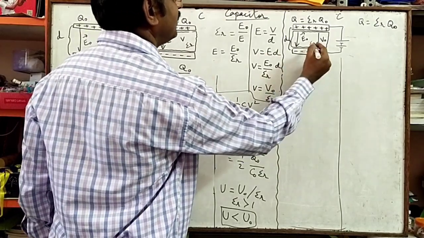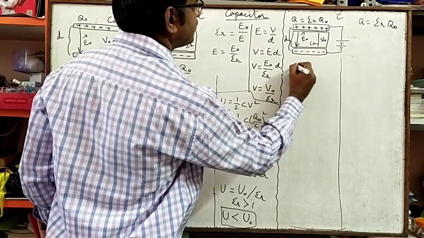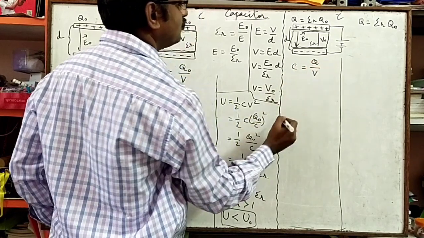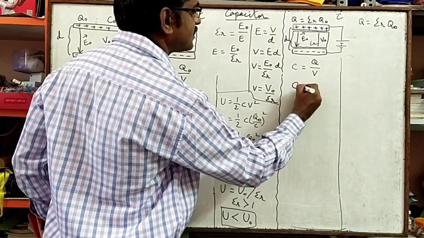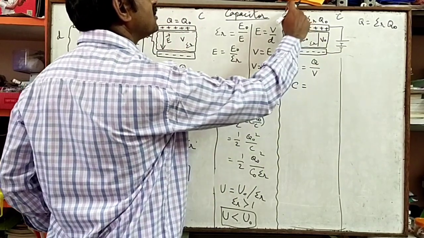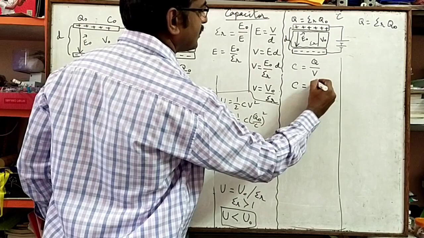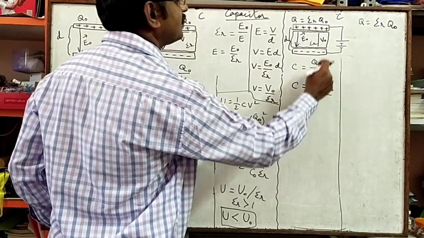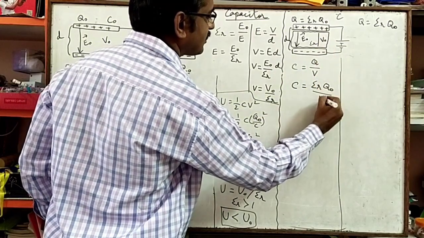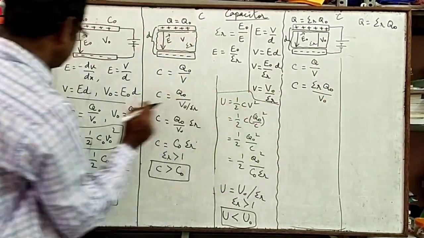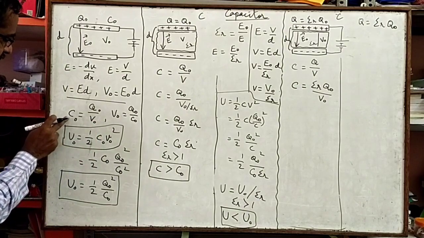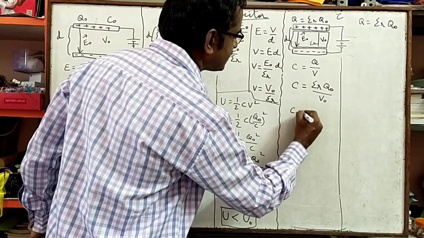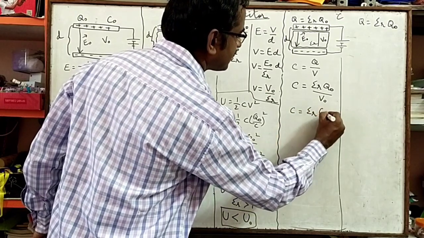Okay. And here also you can write that C is equal to Q by V. Capacitance of the capacitor is equal to Q. What is Q? Q is equal to epsilon r Q naught. What is the potential here? Potential here is equal to V naught. Q naught by V naught is the capacitance of the capacitor without dielectric. So we can write that C is equal to epsilon r times C naught.